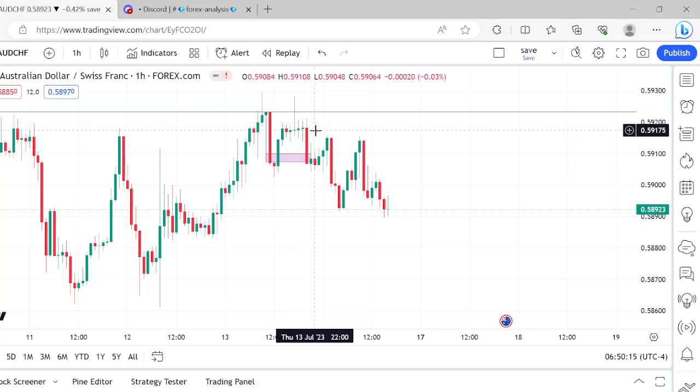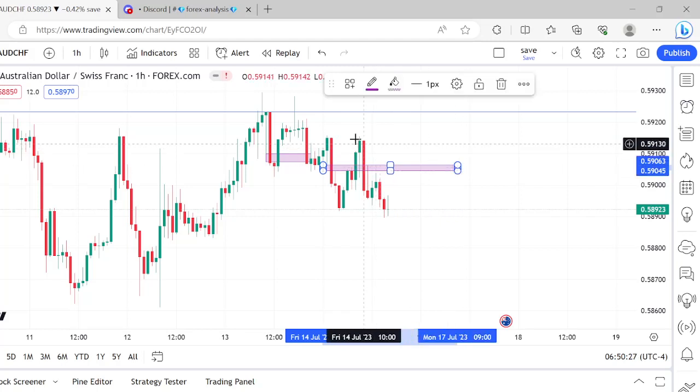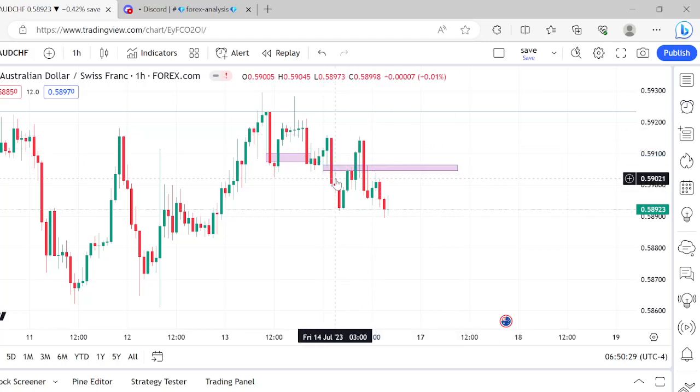All right, so then what ended up happening was we had this big displacement here. Look at my cursor during London session. We had a big displacement. We had fair value gap confirmation, and it's still reacting off of that higher time frame resistance. So we have this displacement as well. That's my confirmation.